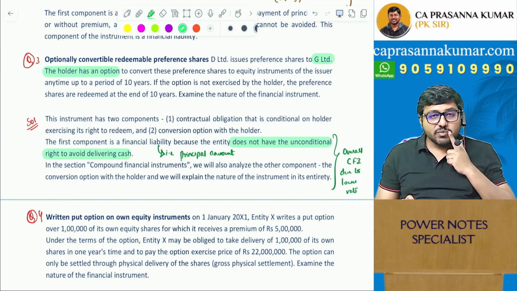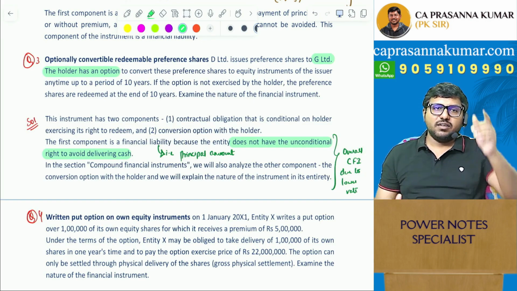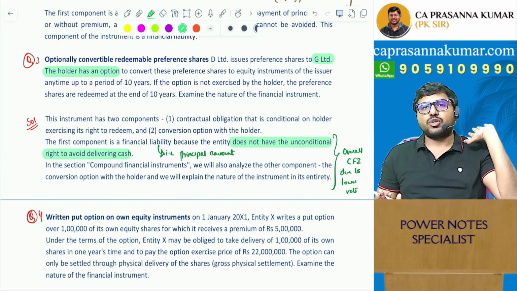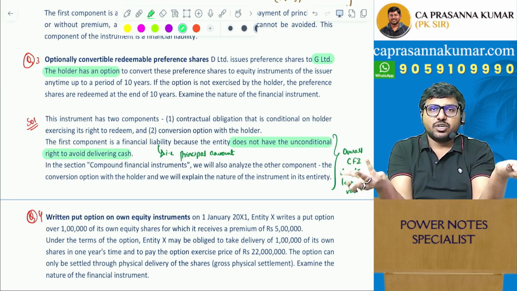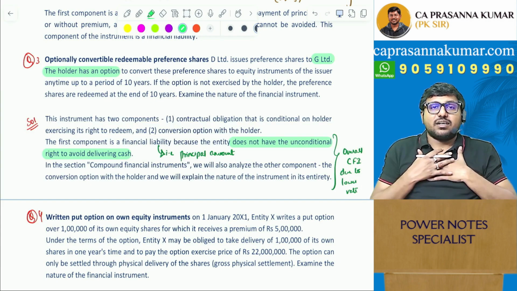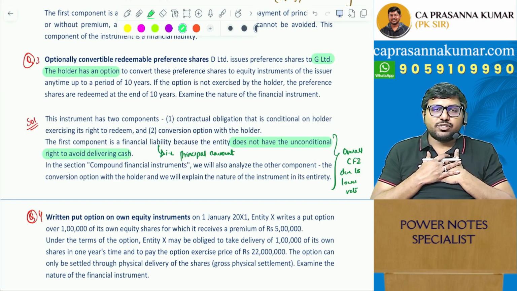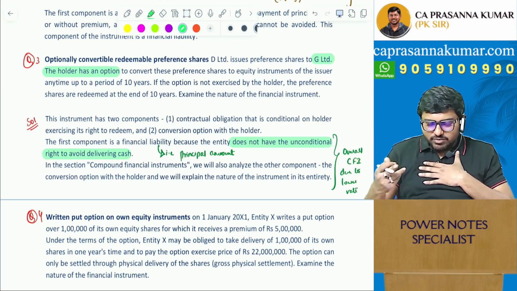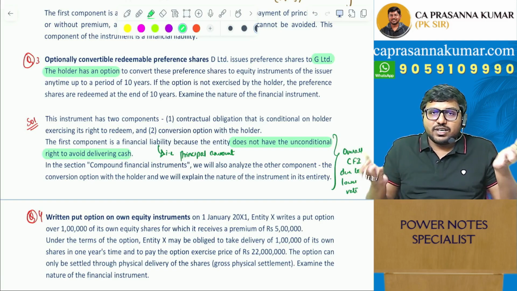The answer is from the perspective of D Limited. Therefore, from D Limited's point of view, can I avoid? No, I can't. If the other guy says that I don't exercise the option of conversion into equity shares, you just try to redeem it, then I have to redeem it. I don't have a choice. So therefore, D Limited has got no option. I cannot avoid payment of cash. If G Limited asks me to redeem the preference shares, I have to pay cash. Therefore, I can't avoid it. When I can't avoid it, I have a financial liability.